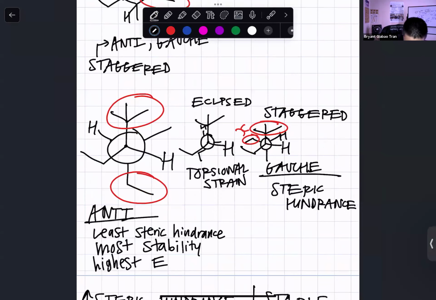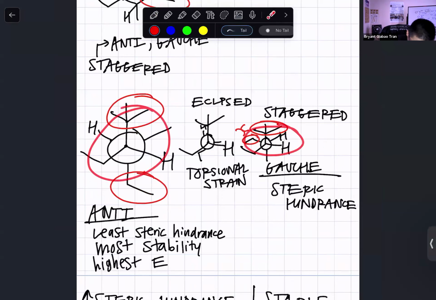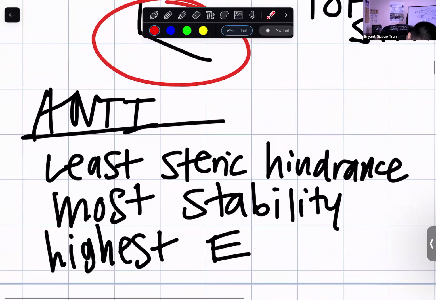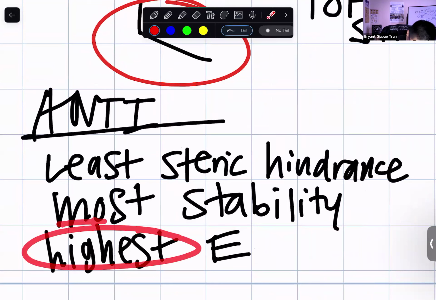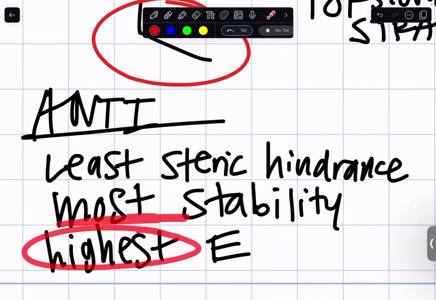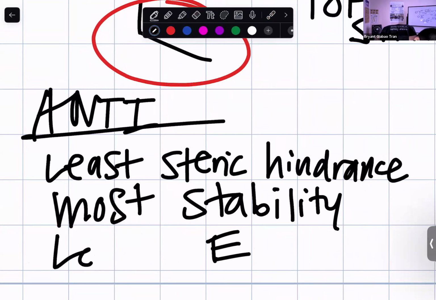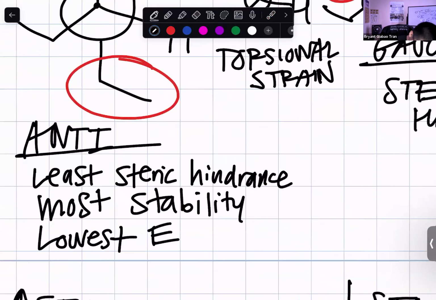Okay, so that means this would be less stable than the anti one right here. When I asked you about the stability, did you say lowest or highest energy, if this was the most stable? Low. It's supposed to be lowest. Right, lowest energy. That's right.